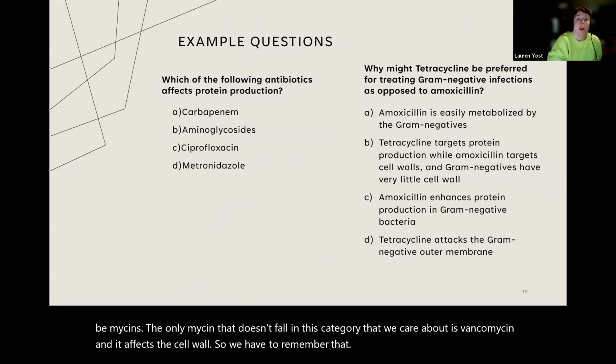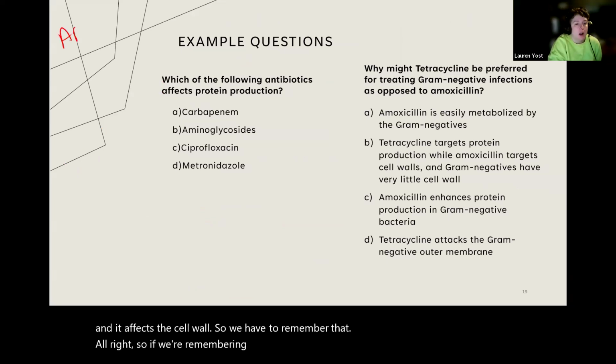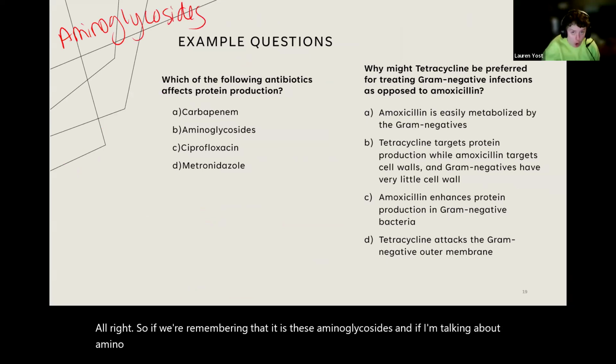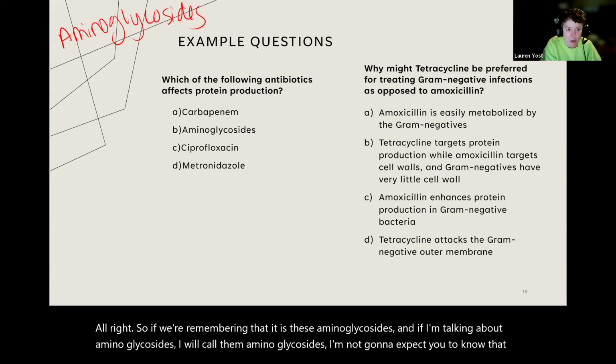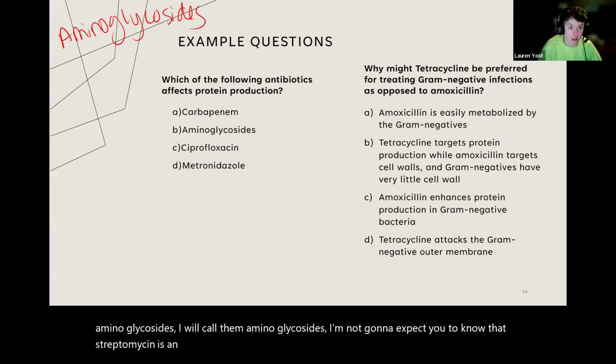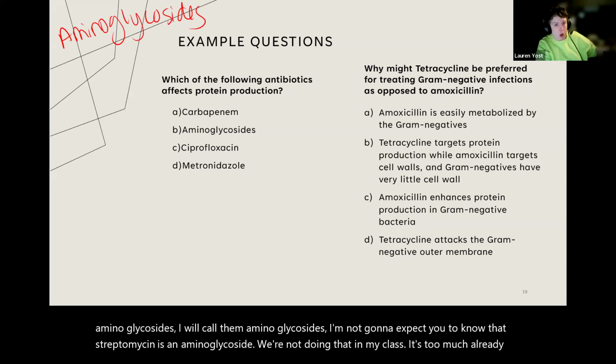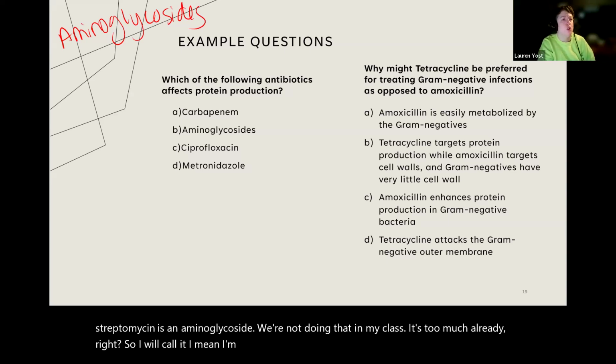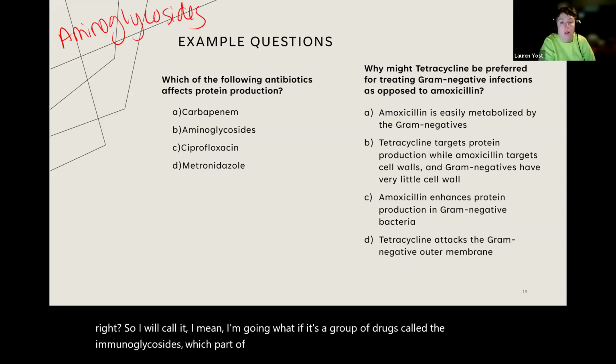All right, so if we're remembering that it is these aminoglycosides, and if I'm talking about aminoglycosides, I will call them aminoglycosides. I'm not going to expect you to know that streptomycin is an aminoglycoside. We're not doing that in my class. It's too much already, right? So I will call it aminoglycoside. If it's a group of drugs called the aminoglycosides, which part of bacteria does it affect? Protein synthesis by inhibiting the ribosomes.